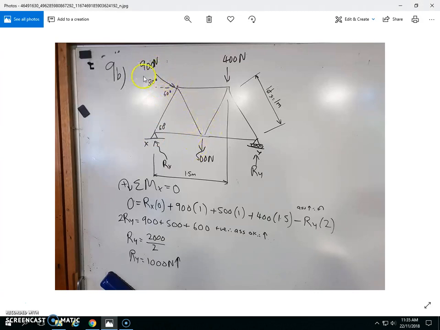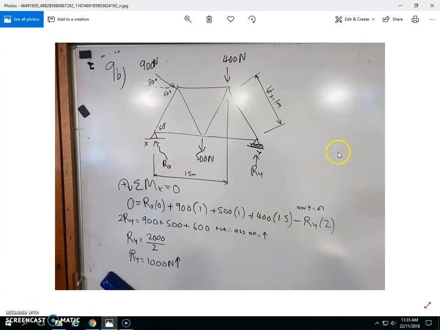Now, because there's only one horizontal force pushing to the right, the reaction has to be pushing to the left in order to balance that. So that's where I've drawn this sort of as a wavy line, because I'm not exactly sure what angle it's going to be, but I have a rough idea. I have an assumption of where things are going to be.